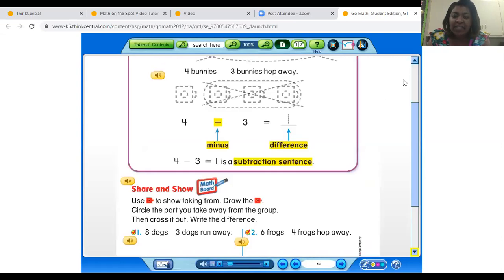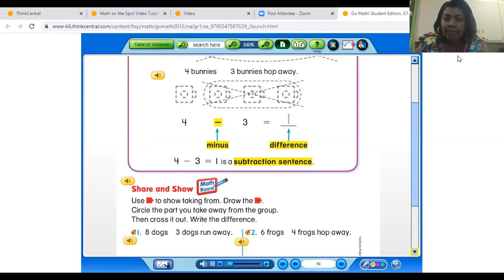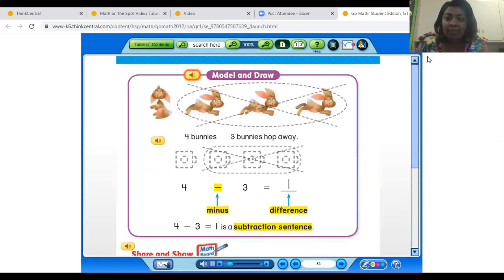Let's turn to page 58. All right, let's look at the model and what they drew. So I'm looking across the top and I see that there were 4 bunnies. 3 of those bunnies hop away. So we're going to make a subtraction sentence to figure out the difference, to find the difference. All right, so there were 4 bunnies, and we have the number 4 here. And right here, that's highlighted, we have the minus sign.